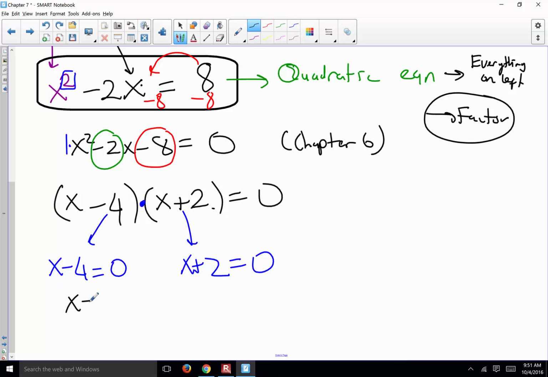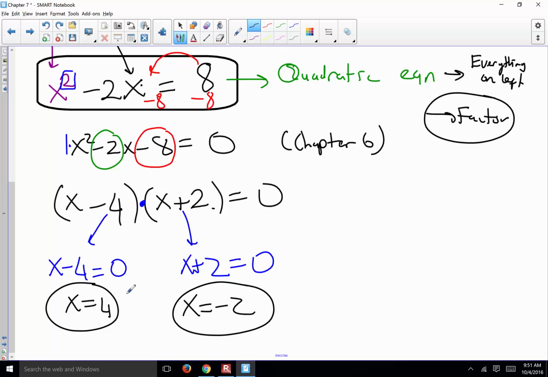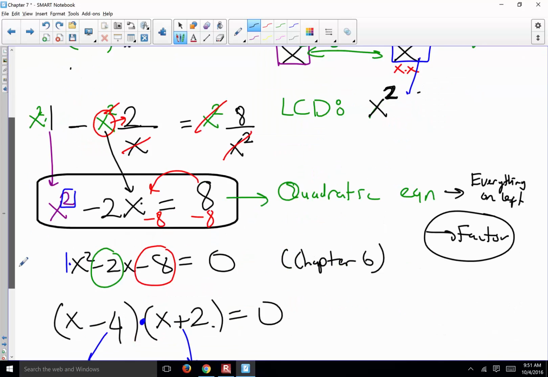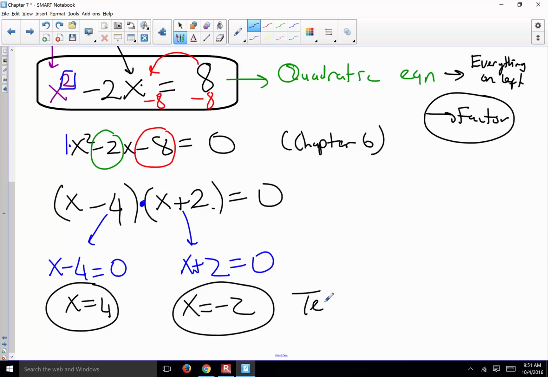And this will give us x equals 4. That will give us minus 2. 4 and minus 2 were the right answers, not this. Okay? Alright, however, I need to test them. Maybe they are fake. How do I test them?